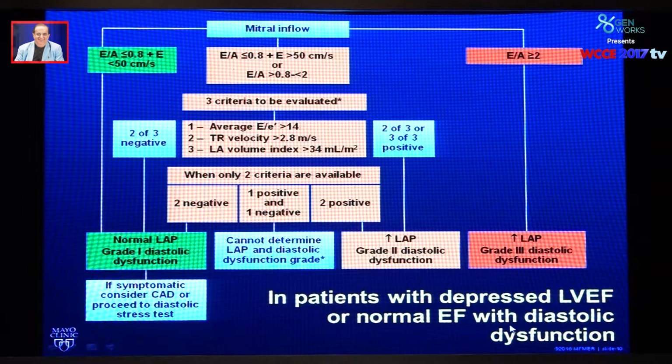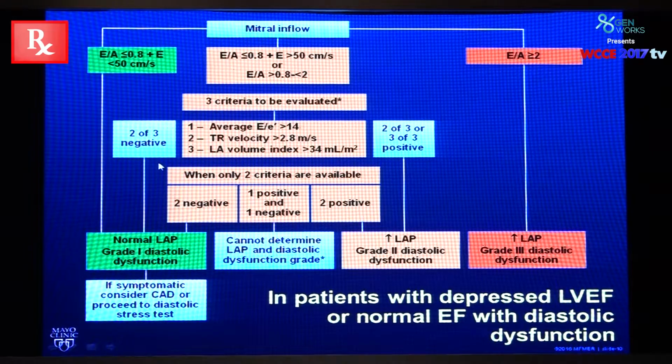Or someone I just showed you with a preserved EF with known diastolic dysfunction: thick walls, cardiac amyloid, ischemic coronary disease and things like that will have reduced E prime velocity. So in that particular case, you cannot have normal diastolic function; the best diastolic function you can have is grade 1 diastolic function.